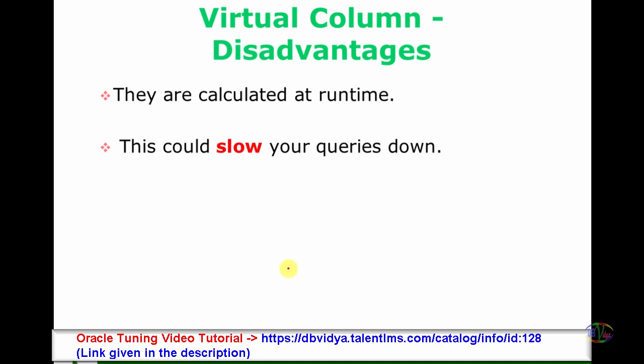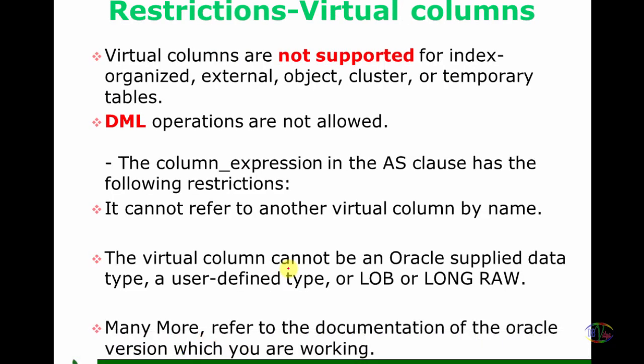Now the restrictions, which I have taken from the Oracle 12c documentation. You can't create virtual columns on index organized tables, clusters, or temporary tables like global temporary tables, GTT. DML operations are not allowed. You can't refer to one virtual column in another virtual column. And you can't create them on LOB or LONG types; LOBs are large objects. There are so many restrictions. Whatever version you are working with, you can check the documentation. I wanted to discuss a few, so I kept them on the slide.